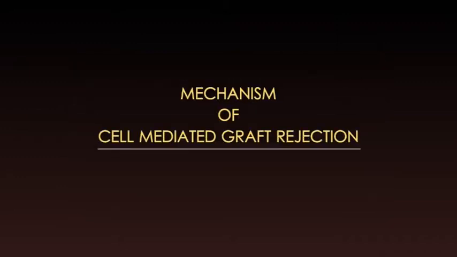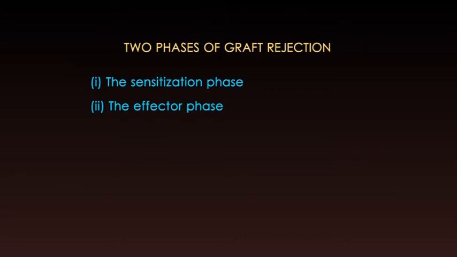Mechanism of cell-mediated graft rejection. The primary cells involved in graft rejection are the T cells, the CD4 positive and the CD8 positive T lymphocytes. Both the delayed type hypersensitivity reaction mediated by CD4 positive T cells and cell mediated cytotoxicity of CD8 positive T cells are implicated in graft rejection. The process of graft rejection involves two phases, the sensitization phase and the effector phase.